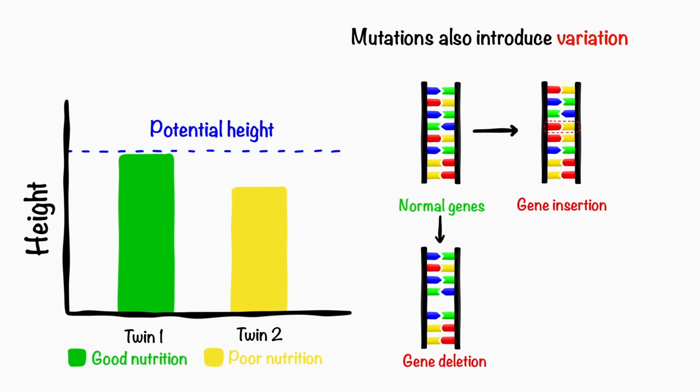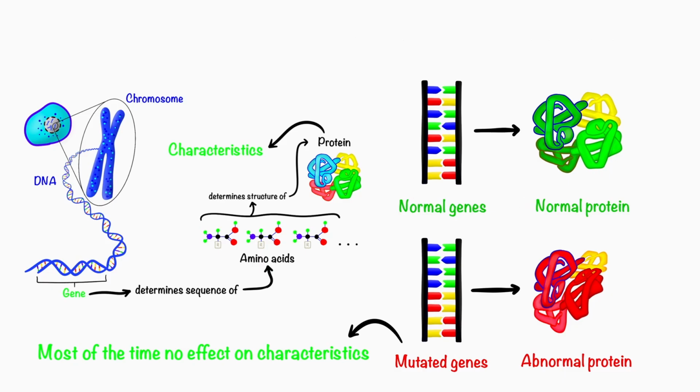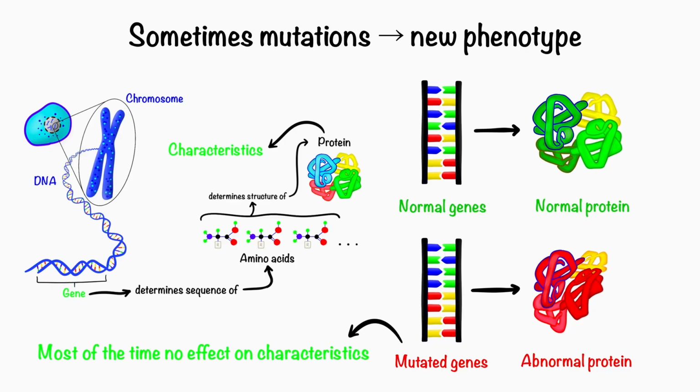Mutations also introduce variation. Mutations are changes to the sequence of bases in DNA. As we learned earlier, mutations can lead to changes in the protein that a gene codes for. Most mutations have no effect on the protein and therefore don't alter characteristics significantly. Although it's very rare, mutations can result in a new phenotype being seen in a species. If the environment changes and the new phenotype makes an individual more suited to the new environment, it can become common throughout the species relatively quickly by natural selection.